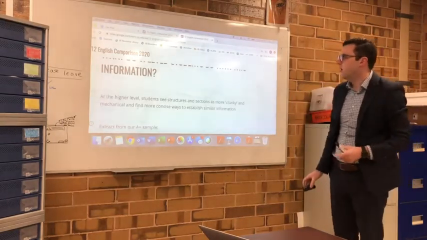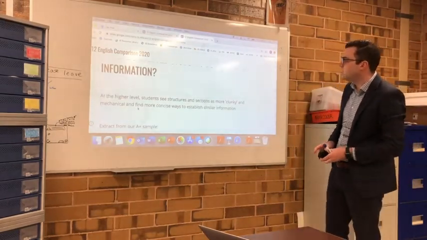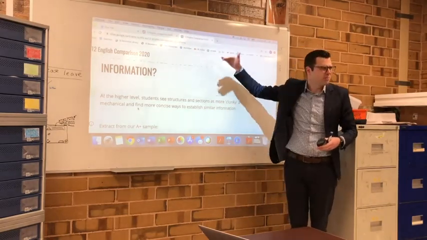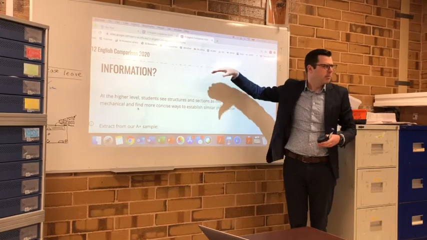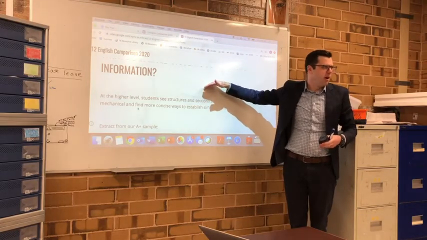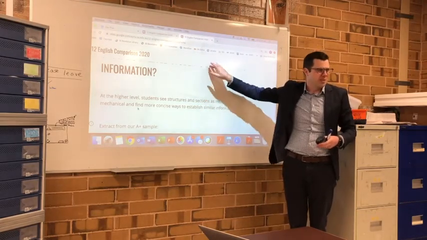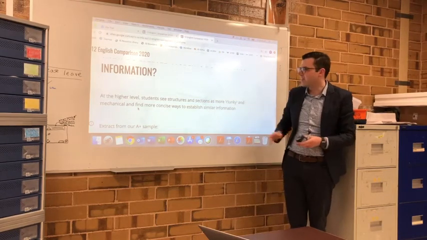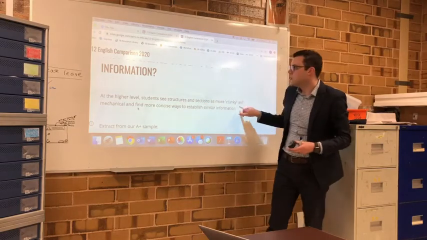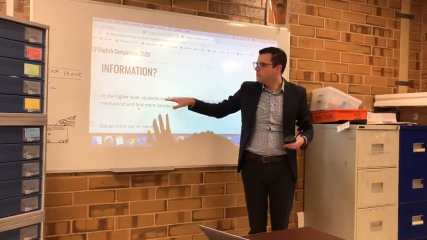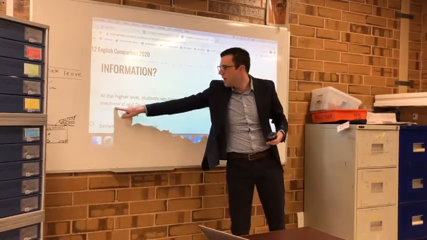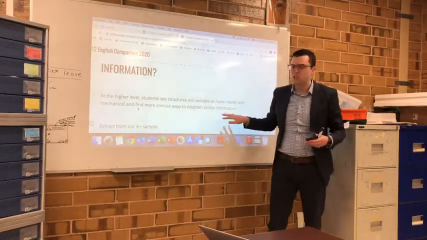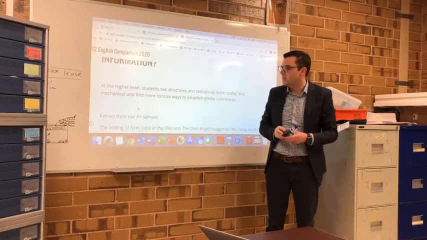So here's the example. At the higher level, students see structures and sections as more clunky. You might have noticed, as I'm going through the ropes here, there were probably areas where I could have included extra pieces as I was going, or I could have led into things with a little bit more detail. Often when we start writing, it can be a bit clunky and mechanical, and good writers often find more concise ways to establish similar information. So here's the A+ sample.